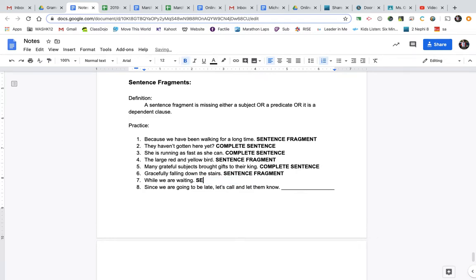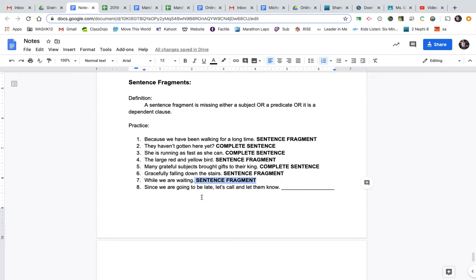All right, number 7, while we are waiting. This is a sentence fragment. The reason is that it does have a subject, we, and it does have a predicate, are waiting, but it has this little thing at the beginning that sets us up for, okay, while we are waiting, what's going on while we're waiting? It needs another clause in order to be a complete sentence. Because this is a dependent clause, while we are waiting, that makes it by definition a sentence fragment.